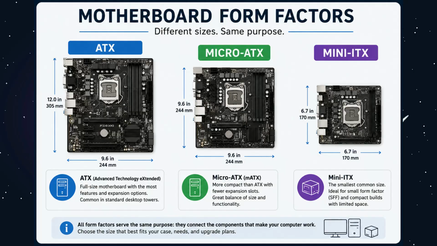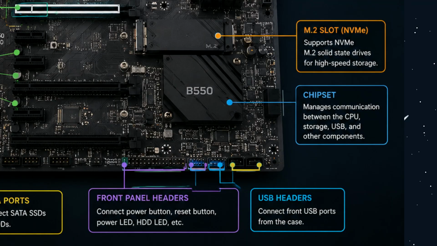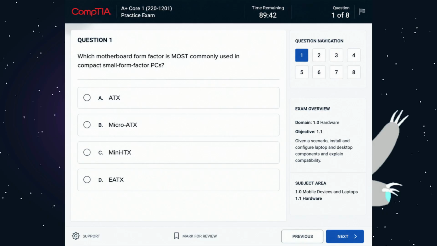As we talked about in the last episode, motherboards come in different sizes called form factor. ATX is the standard full-size motherboard, micro ATX is slightly smaller, and mini ITX is designed for compact small form factor systems. The motherboard also contains the chipset, which helps manage communication between the CPU, RAM, storage devices, USB ports, and PCIe devices. So here's the question style that you should see on the exam.